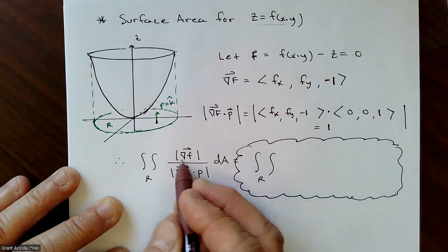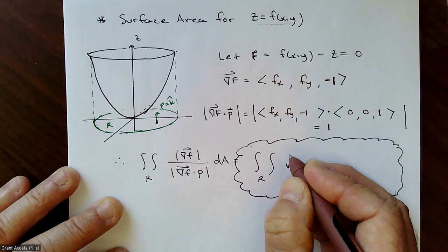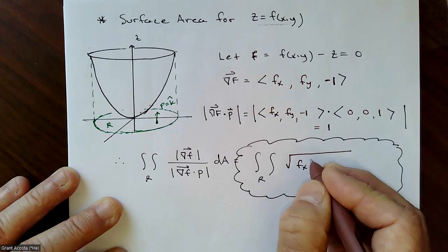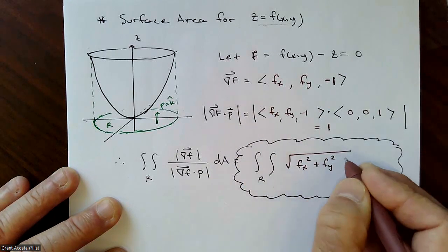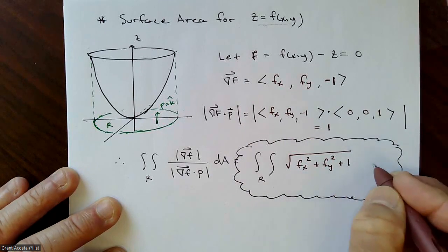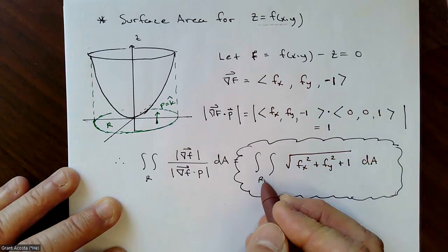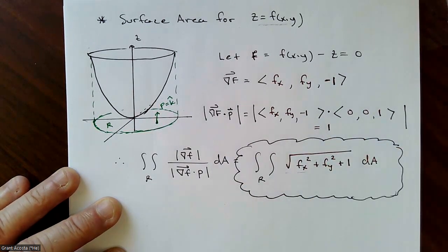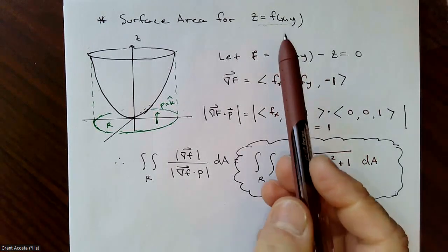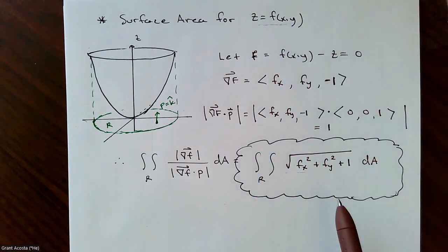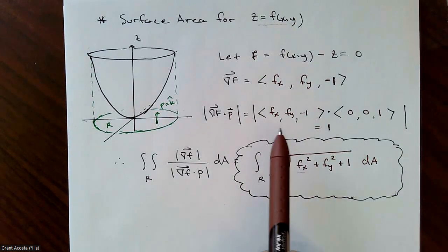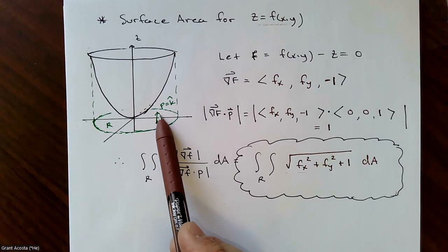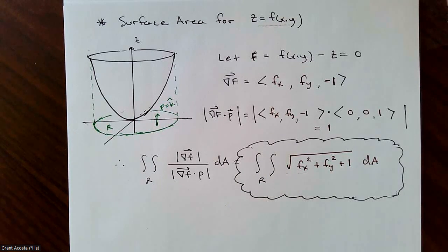So this formula is always going to have this form. The magnitude of the gradient is the square root of f sub x squared plus f sub y squared plus -1 squared, which is 1. And I can just integrate that over the region because, again, my denominator is just going to be 1. So if you're working with a function that has the form of just z equals a function of x and y, you could just go straight to this and you don't have to think about parameterizing. You don't have to think about your p vector. You can just go straight to that formula and it should work for you.